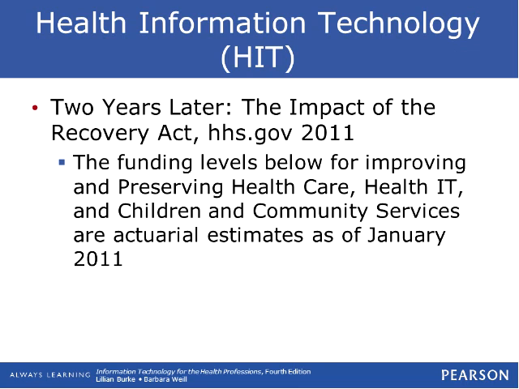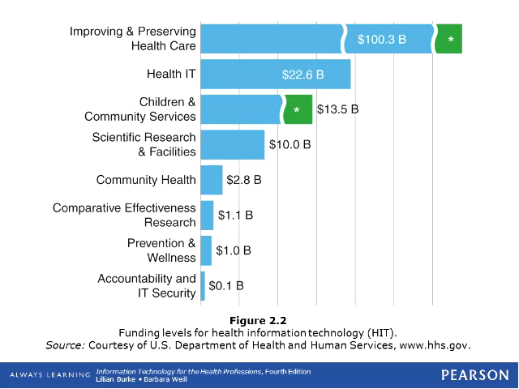Now HIT, Health Information Technology, 2 years later, the impact of the Recovery Act, as far as HealthandHumanServices.gov 2011, the funding levels below for improving and preserving healthcare, health information technology, and children and community services are actuarial statements as of January 2011. And what we see is that improving and preserving healthcare, we spent up to $100.3 billion in doing that. We spent about $22.6 billion in health information technology, children and community services, and you'll see the term SCHIP, which is also involved in that. That's the healthcare for children.